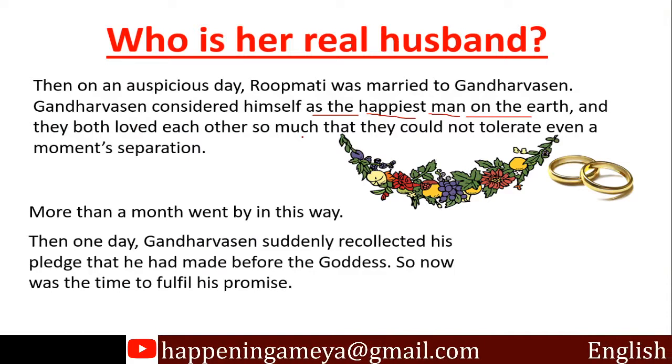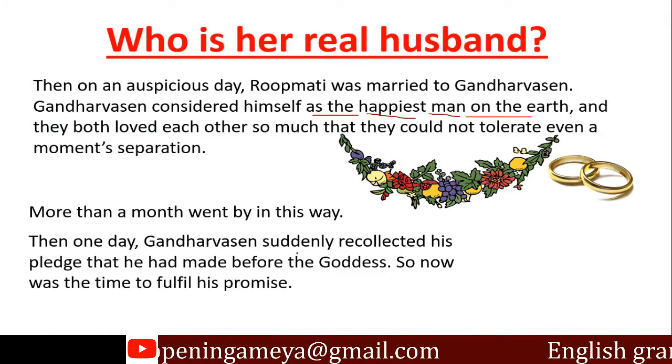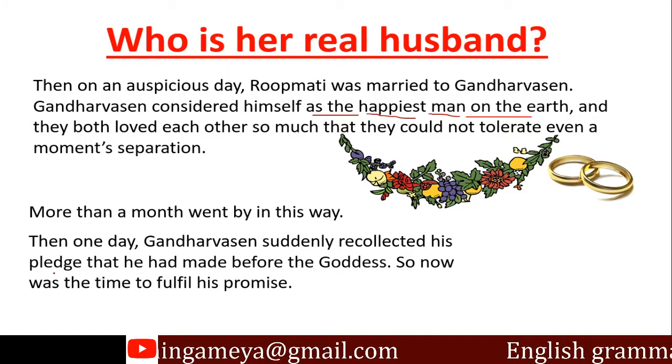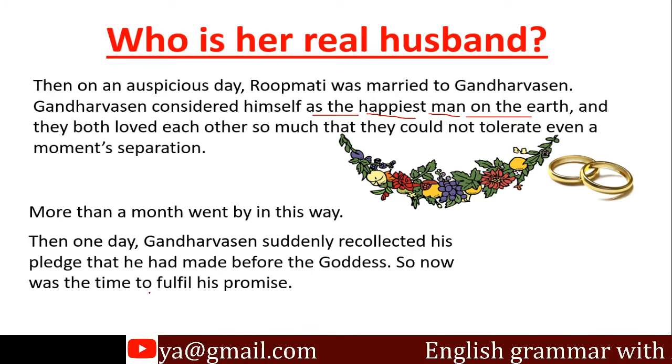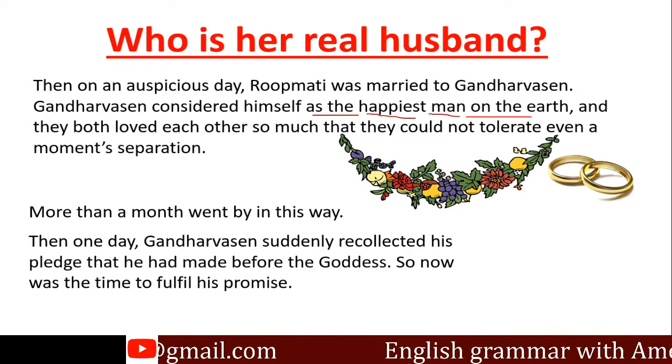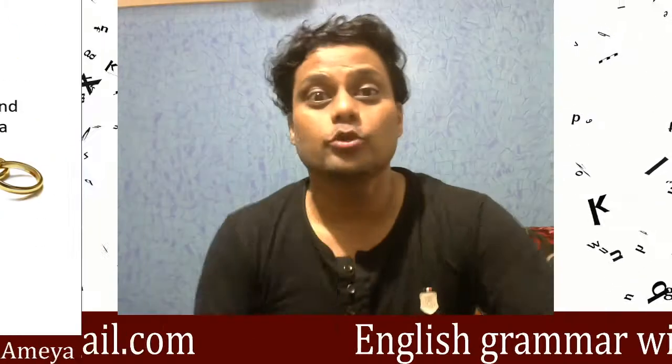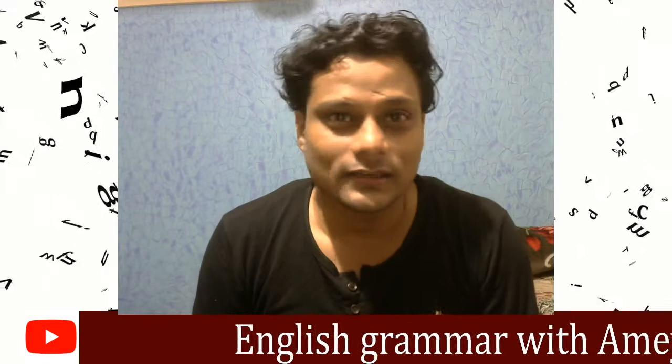So the rings were exchanged, the garlands were exchanged, and more than a month went by in this way. Then one day, Gandharva Sen suddenly recollected his pledge that he had made before the goddess. So now was the time to fulfill his promise. And now, guys, now you know why I asked this question. There was foresight.